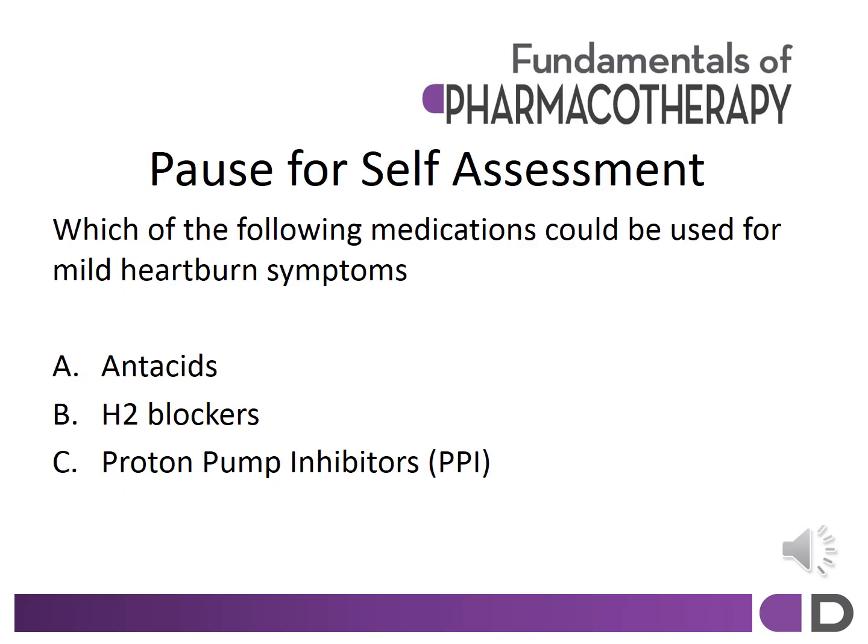We will pause for another self-assessment. Which of the following medications do you think would be the best option for mild heartburn symptoms? Remember that mild means that the GERD is intermittent or there are sporadic flare-ups. The options are antacids, H2 blockers, or the proton pump inhibitors.